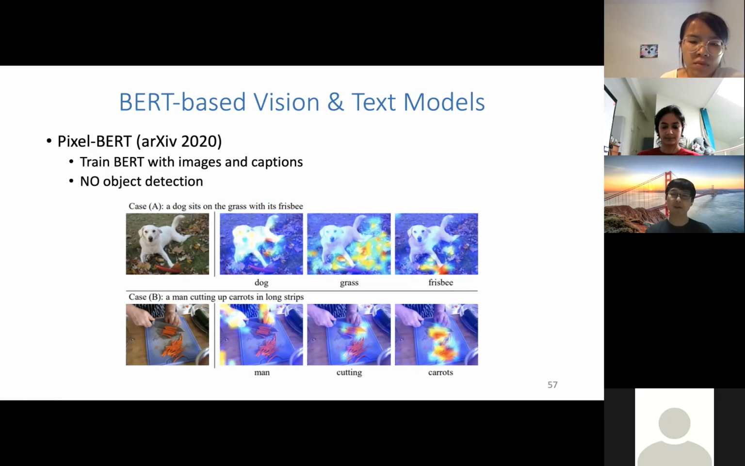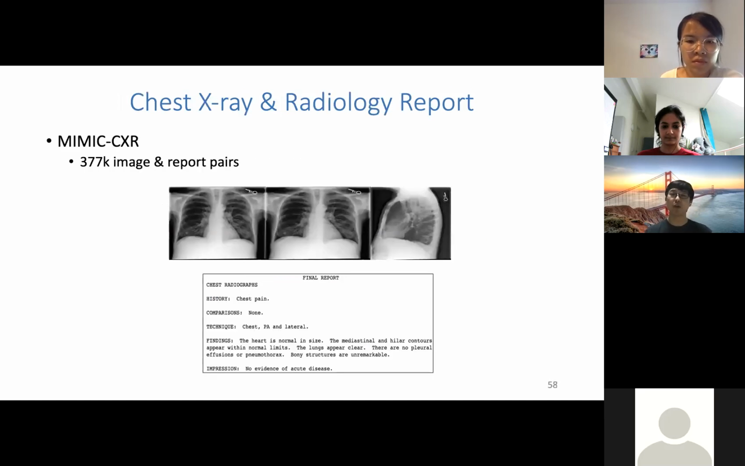Inspired by this approach, we thought we could do the same with chest X-ray and radiology reports. There's a data set named MIMIC-CXR, which consists of a lot of image and radiology report pairs. Typically it looks like this. A single study consists of one or more chest X-rays, like frontal view, back view, side view, and each study comes with a single report, which consists of different subsections like history, comparison, impressions, findings, and techniques.